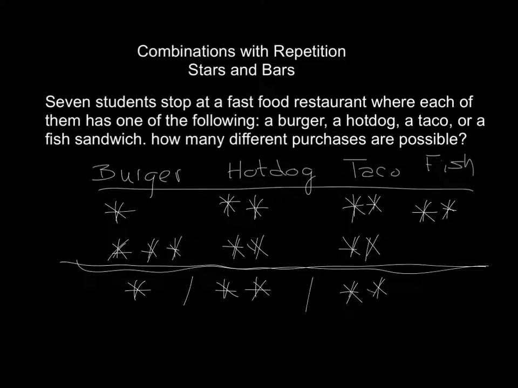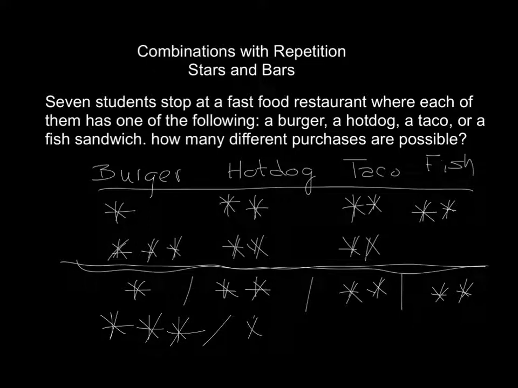So this order here would represent the 1 burger, the 2 hot dogs, the 2 tacos, and the fish sandwich. And notice that for the 4 categories of food, you only need 3 slashes to separate them. The next order might look something like this. This is a totally new order I'm making up here.